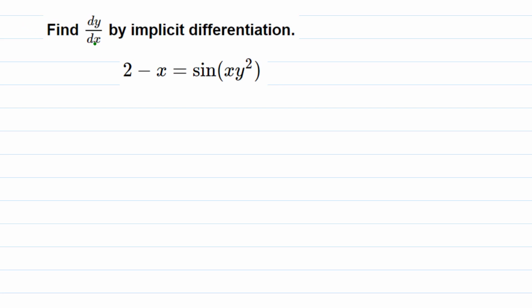Find dy over dx, that is, the derivative of y with respect to x, by implicit differentiation. Implicit differentiation in the sense that we cannot isolate y. Maybe it's really difficult to isolate y. Okay, so we take the derivative of both sides with respect to x.